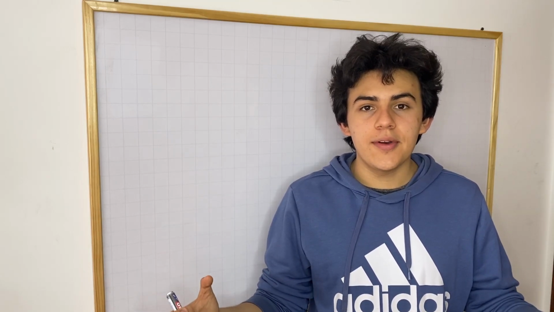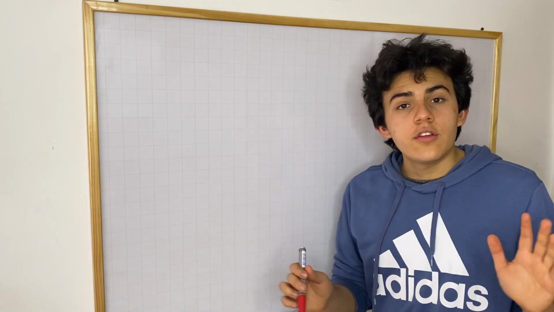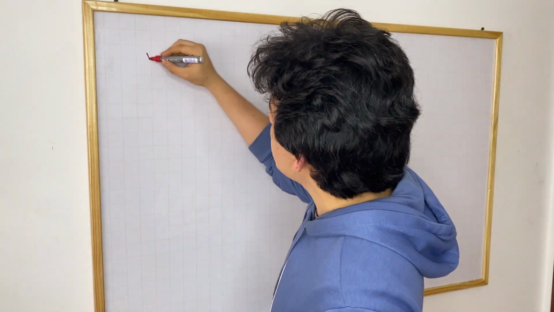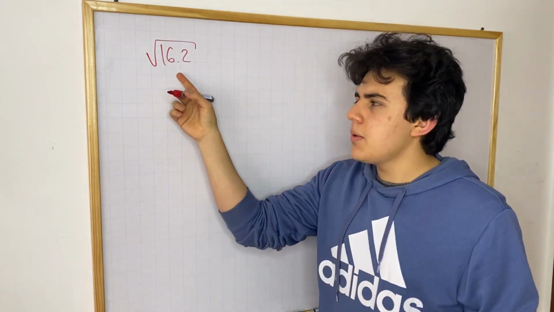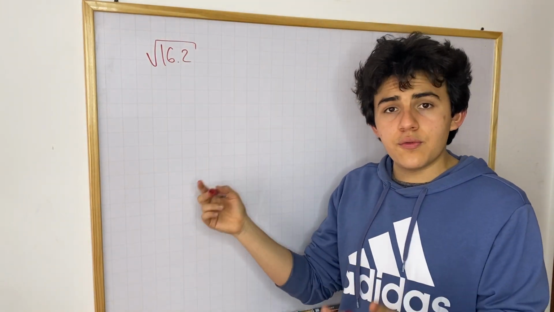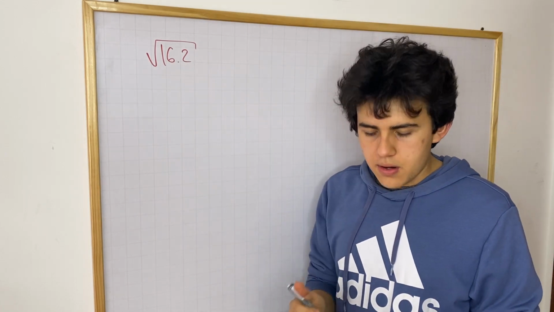Hi everyone, today I want to show you how you can compute a linear approximation using differentials. Today we're going to compute the value of the square root of 16.2. You can imagine that this value will be very close to 4, but it's not going to be exactly 4 because we have this decimal point right there.